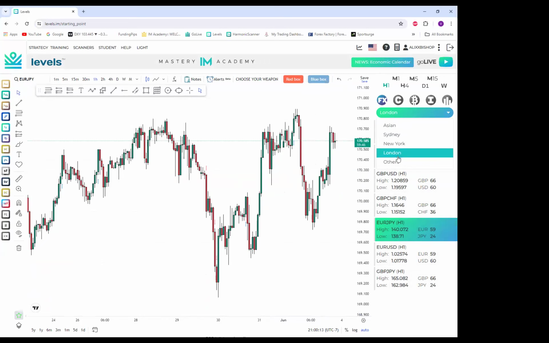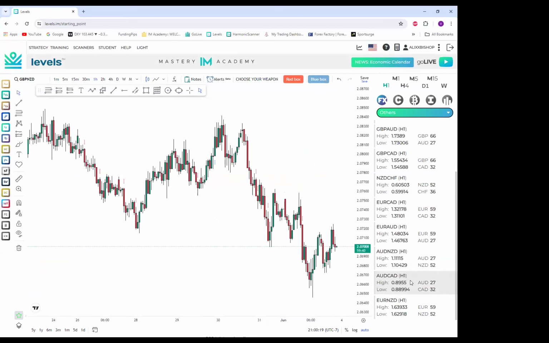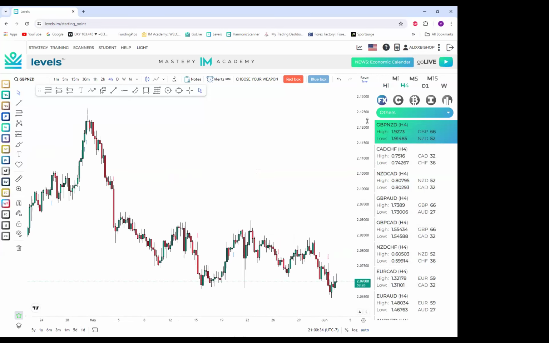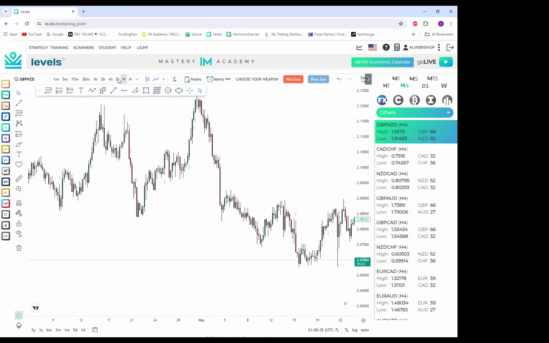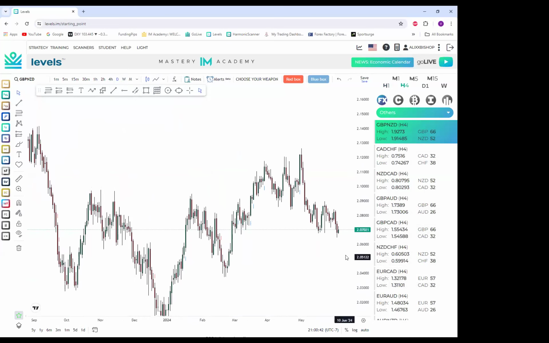GBP, I was looking at GBP NZD. Where is this thing at? Oh, right there. Let's go to the 4 hour real quick. Let's see. Let's go to the dailies. I'm looking at some stuff right here.